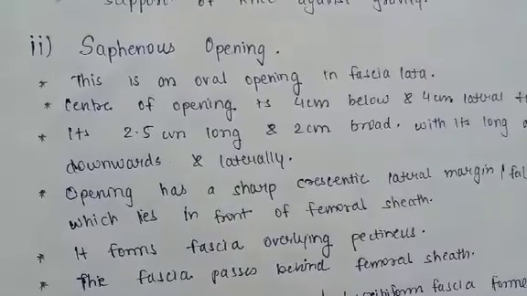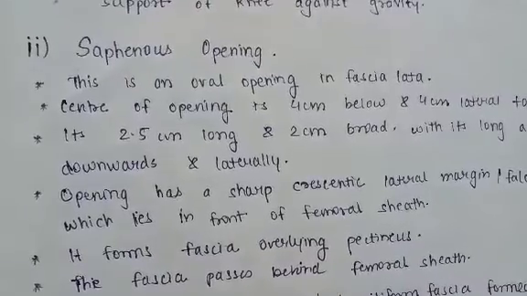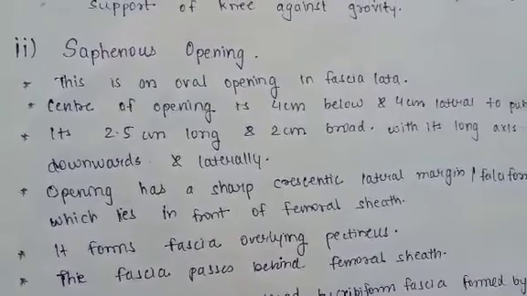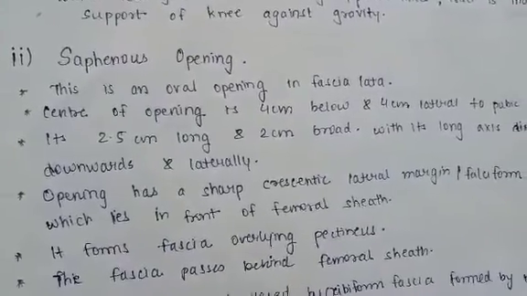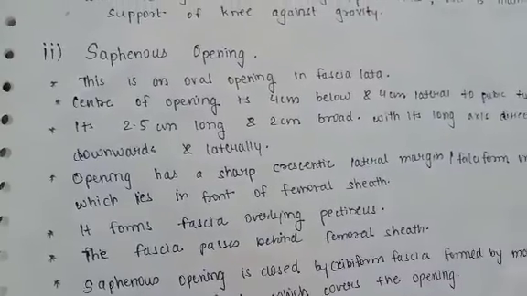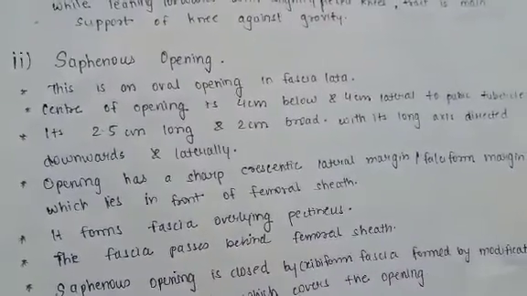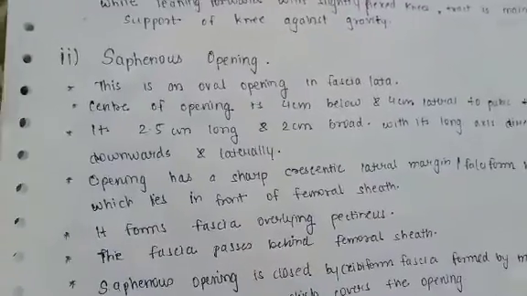Second modification is the saphenous opening. Saphenous opening is an oval opening in the fascia lata, and its center lies about 4 centimeter below and 4 centimeter lateral to the pubic tubercle. It is 2.5 centimeter long and 2 centimeter broad, with a long axis which is directed downward and laterally.